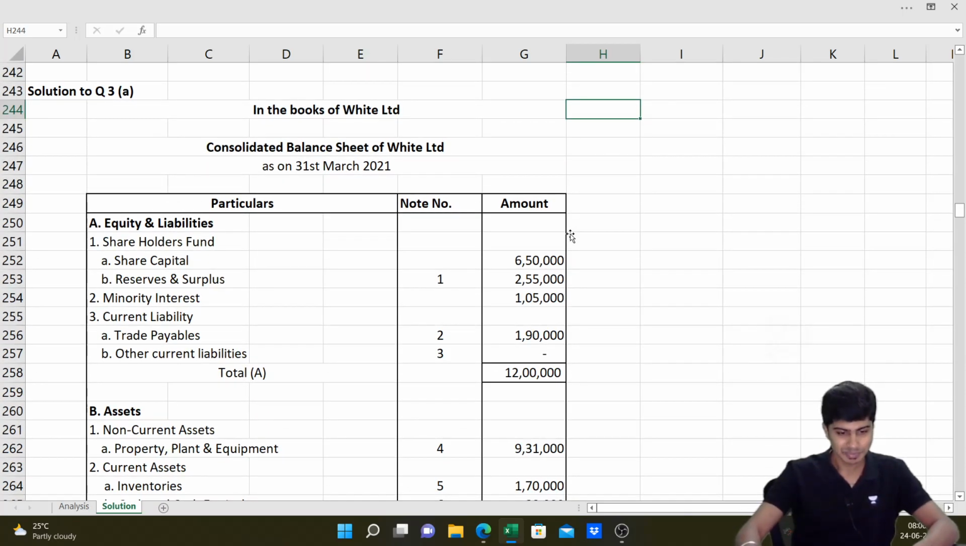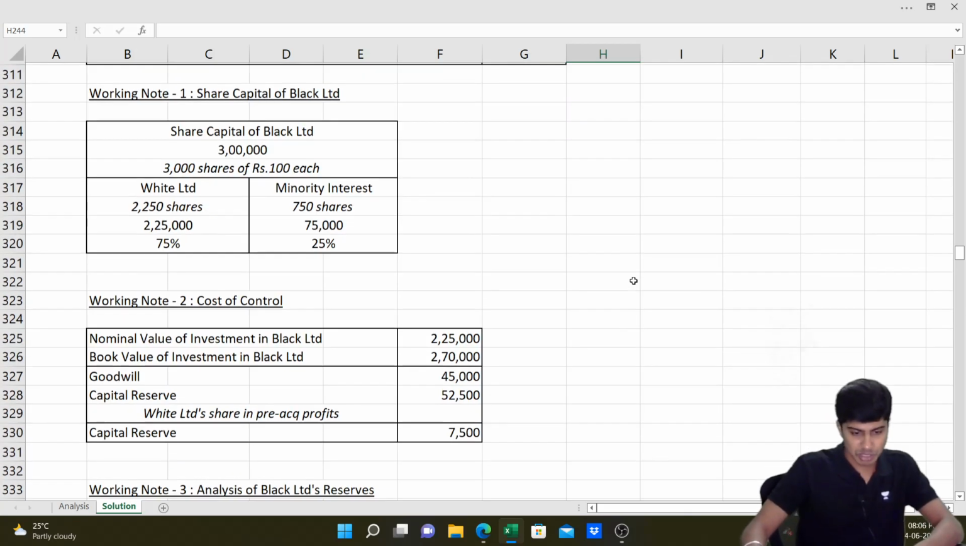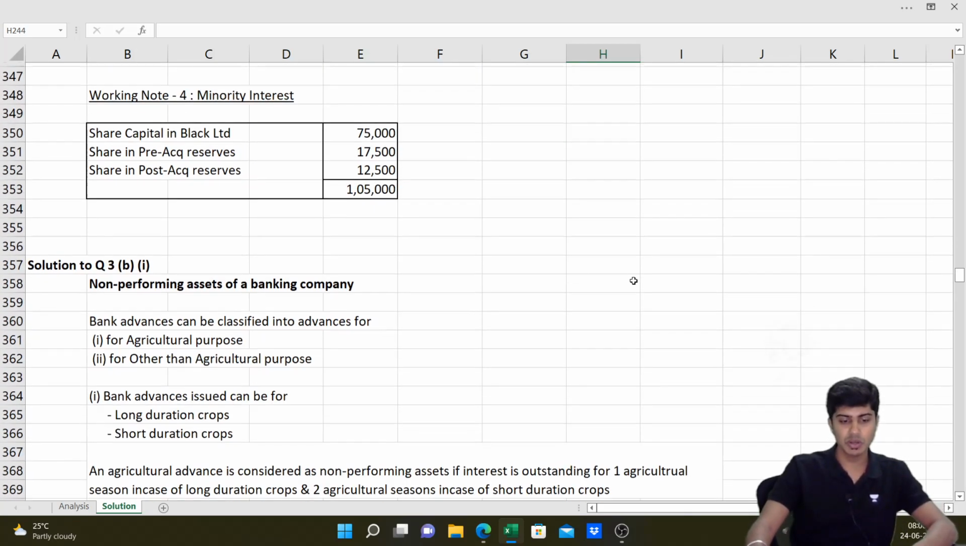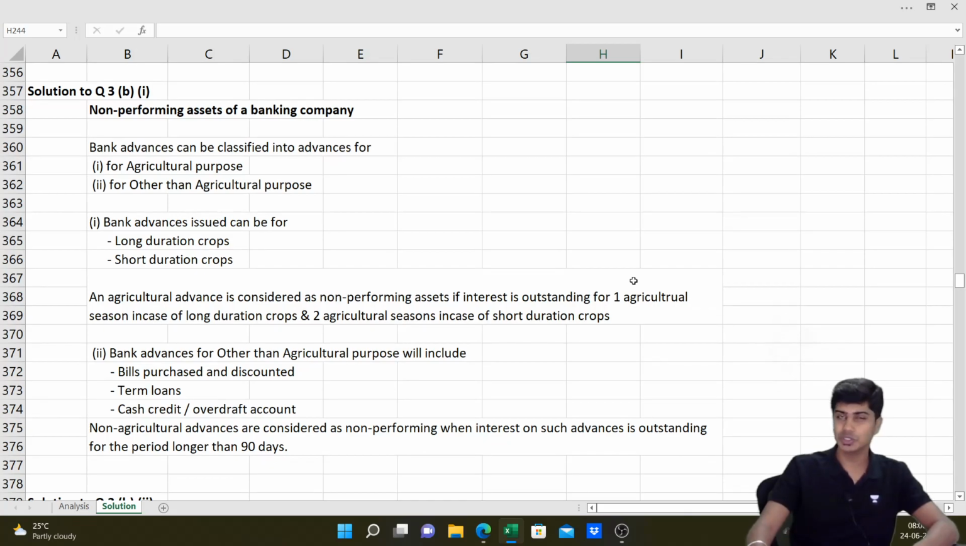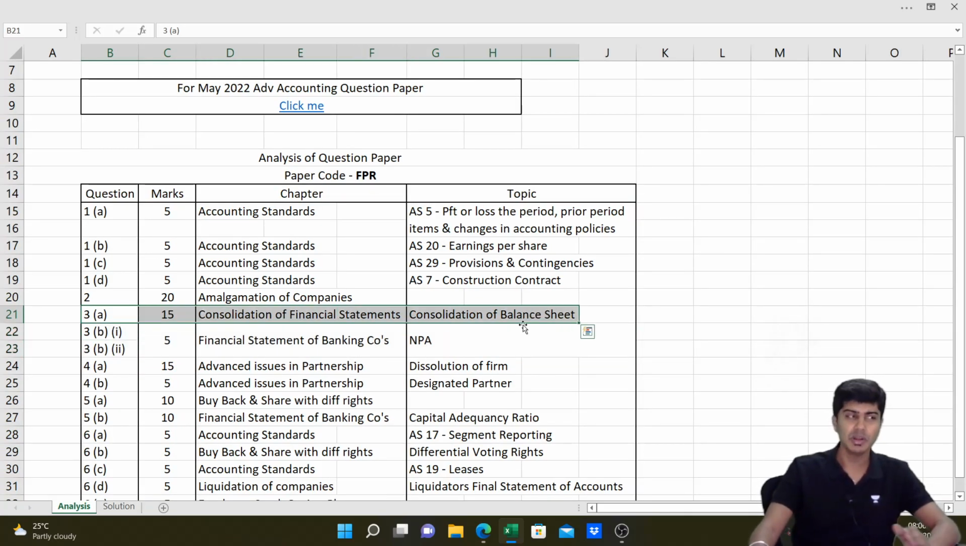Got it, guys? Yes. So we finished 3A. Let's now go to 3B. There is a sub question because 3A was a 15 marker question, not a 20 marker question. Have a look. So 3A is done. 15 marks consolidated balance sheet. Very easy problem. No much adjustment, no unrealized profit adjustment, no updation of balance sheet adjustment, and a lot of other adjustments like revaluation of assets could have come, but they have not come. Very easy to do problem.